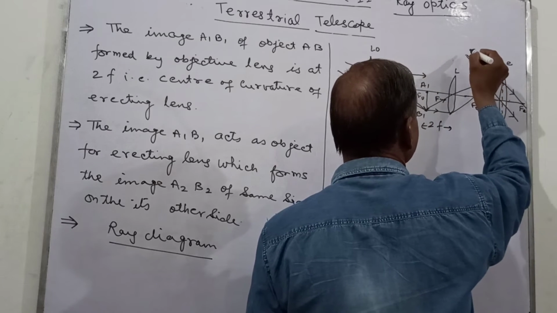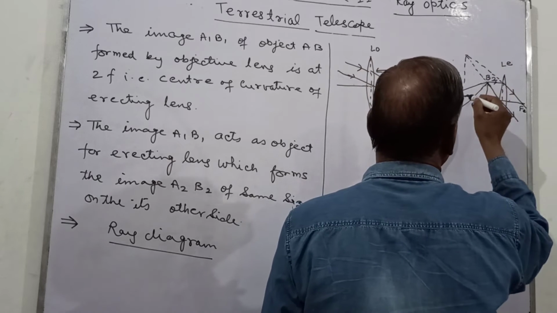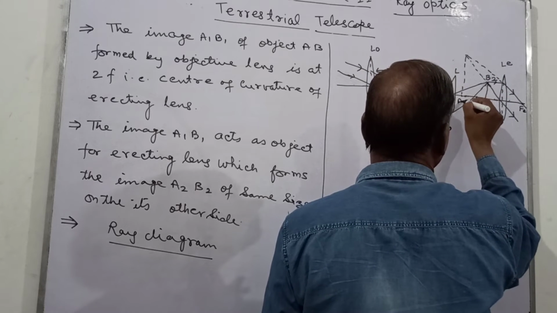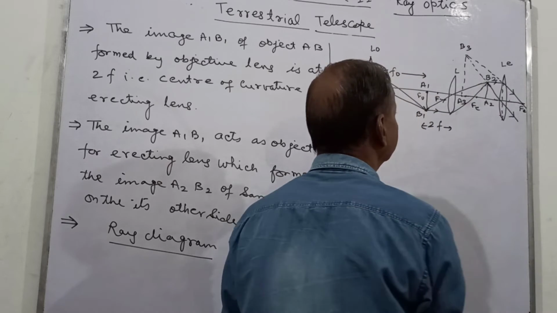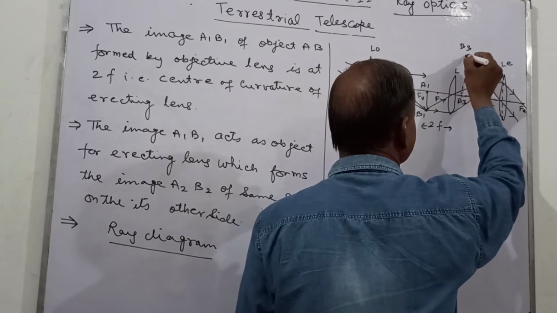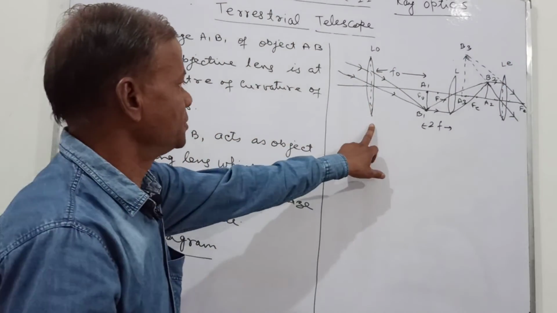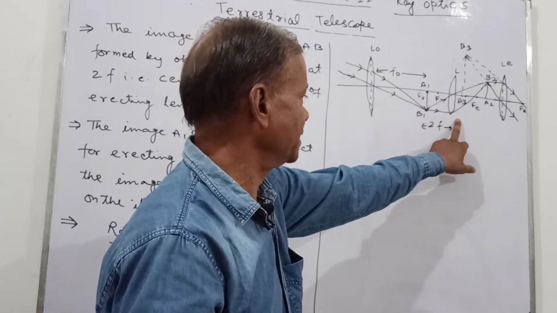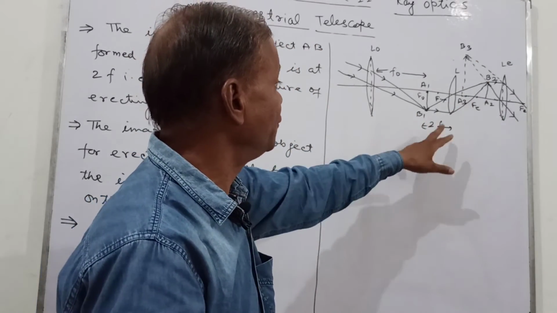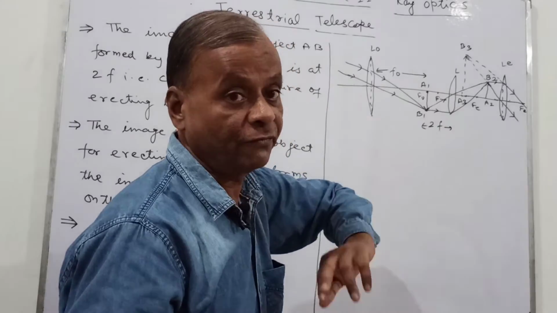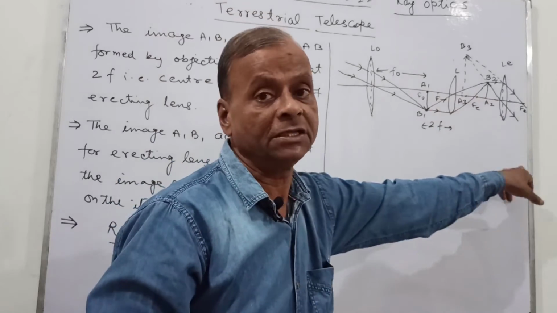Here is the final image. This is now your A3 and B3. This is the final image. This is the objective lens, this is the erecting lens, this is the eyepiece. So now you can see that the focal length of this erecting lens is always less than the focal length of both the lenses, objective and the eyepiece.